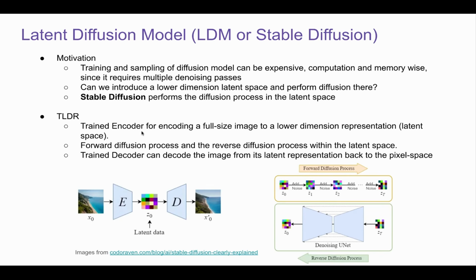It trains an encoder for encoding a full-size image to a lower dimension representation. That is the latent space. And then the forward diffusion process and the reverse diffusion process are within the latent space. We also train a decoder that can decode the image from its latent representation back to the original pixel space. This is what it does. The original image goes through the encoder and becomes latent data with a smaller size. And after we do the forward diffusion process and reverse diffusion process, we transform this latent data back to the original pixel space via a decoder.